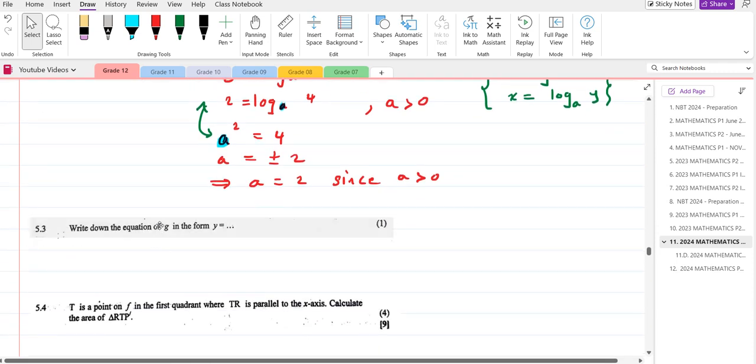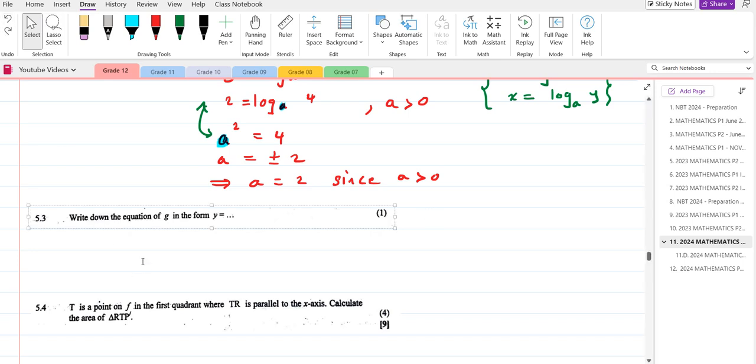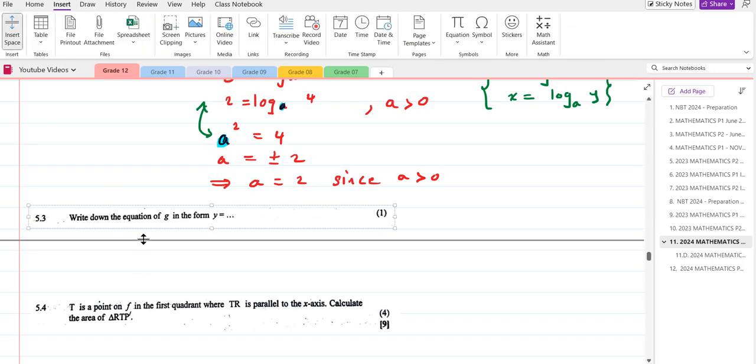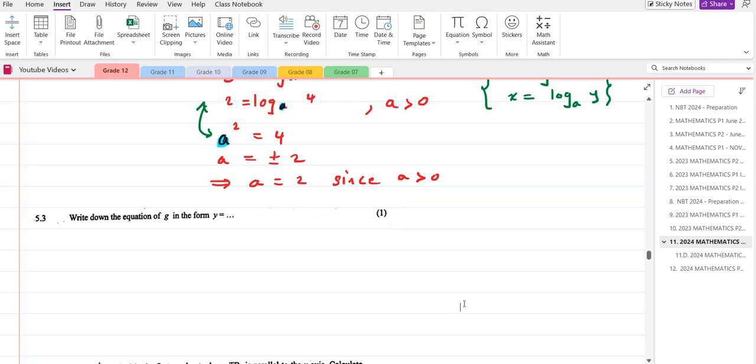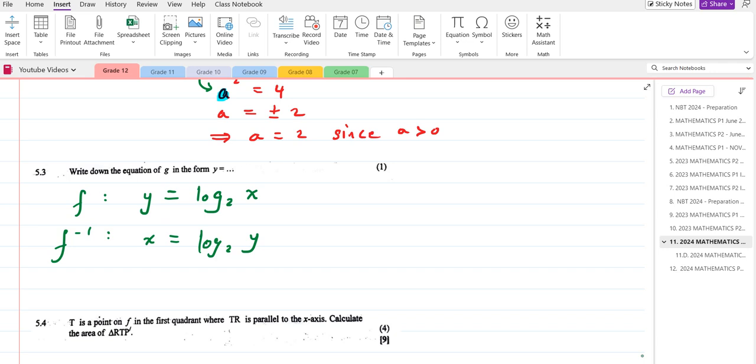Write the equation of g in the form y equals. So what was the inverse? We're going to do the transformation here. The function f was y equals log x base 2. So for the inverse, switching the x and the y, x equals log y base 2. So we say y equals 2 to the power x. That's my function, y equals 2 to the power x, that's g of x.